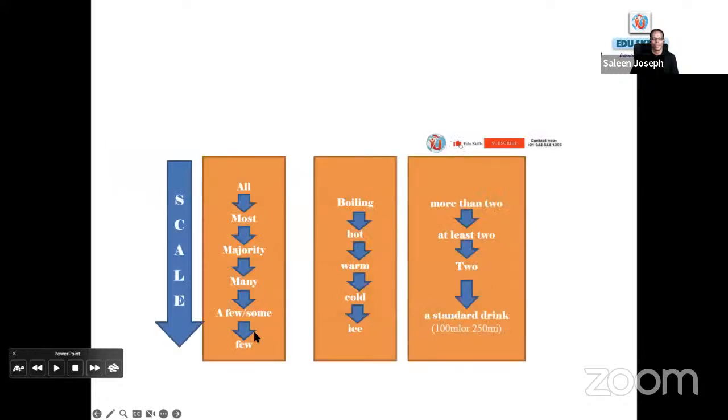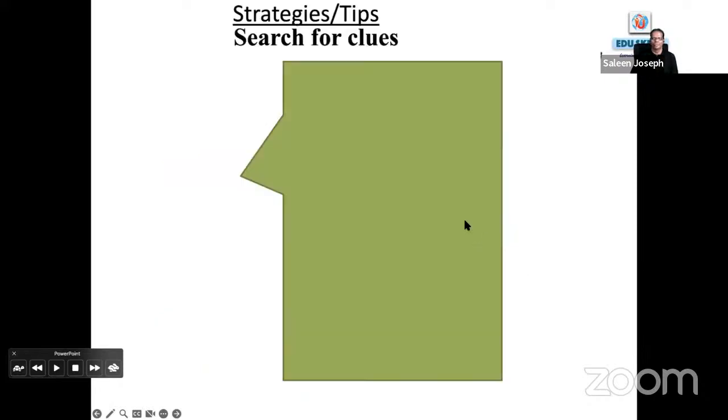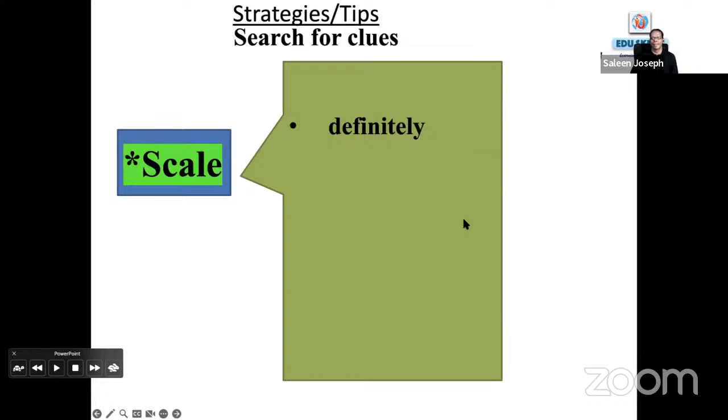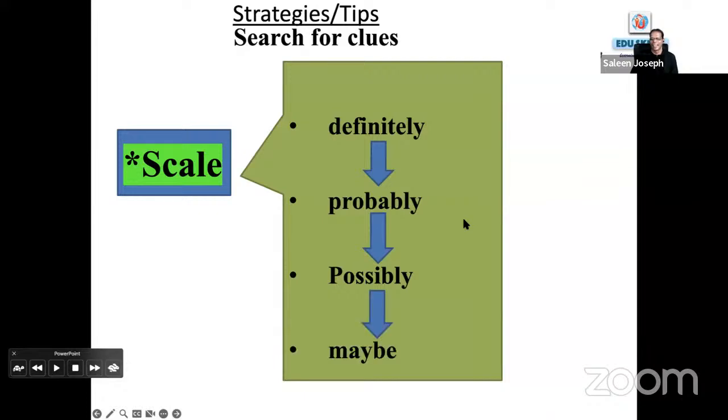Almost, majority, many, a few, boiling hot, warm, cold, ice, more than 2, at least 2, less, standard drink, 100 ml or 50 ml. This idea you should have in your brain. Again, some more expressions: definitely, probably, possibly, and maybe. So maybe it's not possibly, it's not probably, it's not definitely.